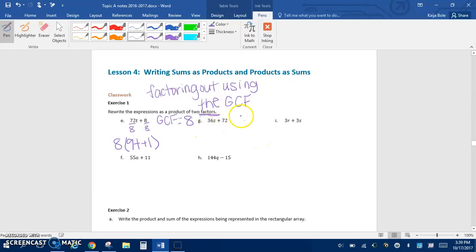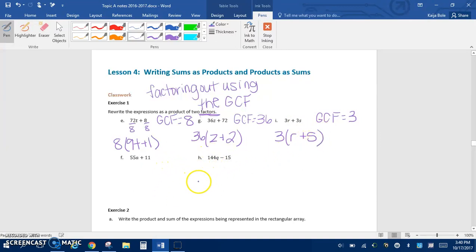Alright, if we look at G here, the GCF of 36 and 72 is 36. So we're going to factor that out. So we'll have 36 on the outside. We've taken it out. So 36 divided by 36 gives us 1z, plus 72 divided by 36 gives us 2. Alright, in I we have 3r plus 3s, so the GCF of 3 and 3 is 3. So we're going to factor that out. So we're taking out a 3, so what's left over here would just be an r, plus what's left over from here would just be an s.